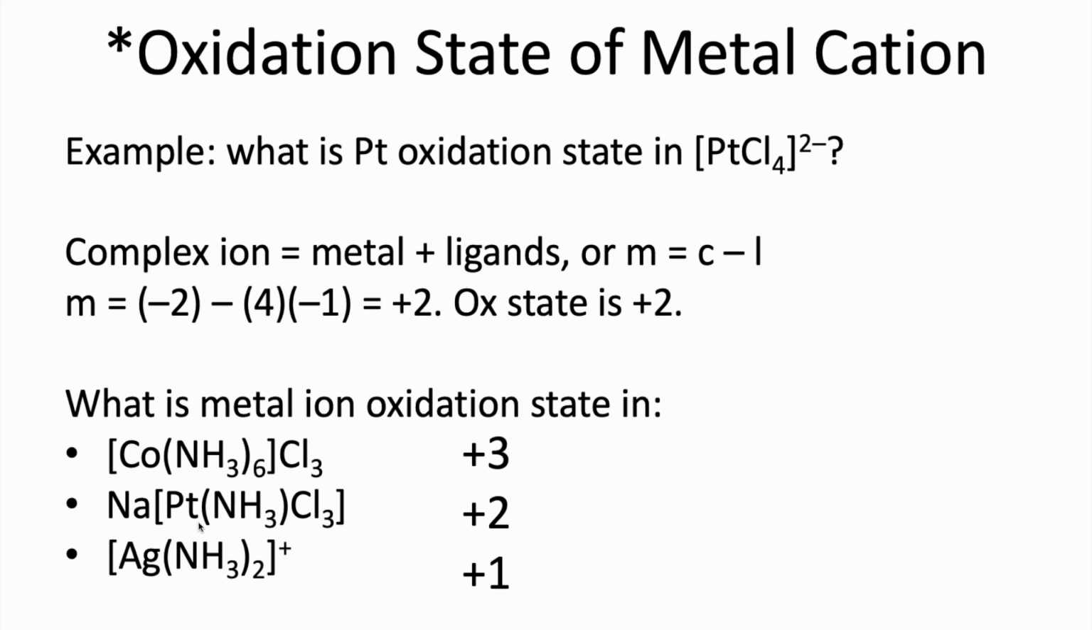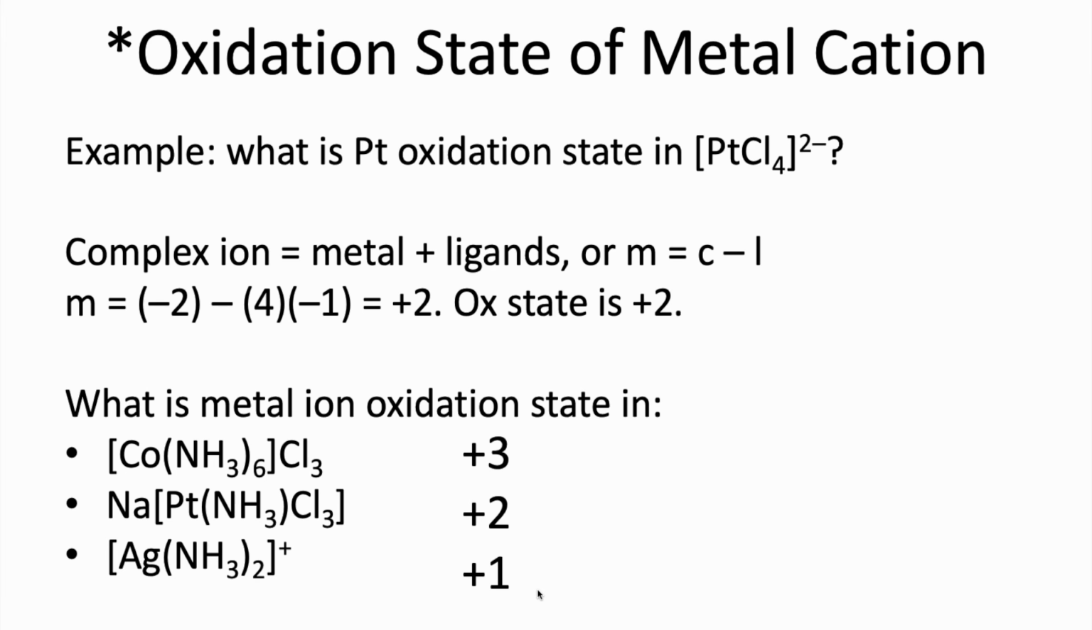Here for platinum, I know that my whole ion is -1, and then I'm going to subtract the charges on these. The ammonia is neutral, but chloride is -1. So I'm going to subtract -3, so I come up with +2 for my oxidation state. And then for silver, the whole thing is +1, my NH3 is neutral, so I end up with a +1 for my oxidation state.